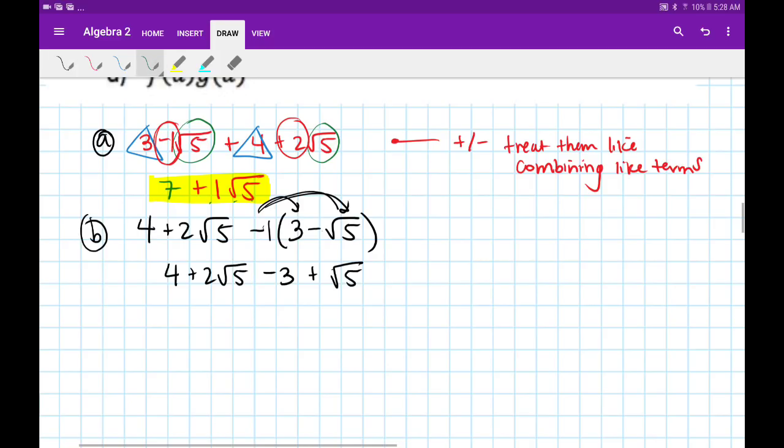So we'll combine our like terms again. Now remember, when we're combining like terms, we add and subtract. We're not multiplying. So 4 minus 3 gives me 1. And then I have to check, are these like terms? Indeed they are. So this is 2 root 5 plus 1 root 5, which gives me 3 root 5. And that's our answer.